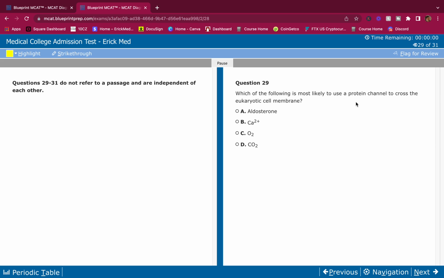Which of the following is most likely to use a protein channel to cross the eukaryotic cell membrane? Okay, that's easy. All right, this is a steroid hormone. This will easily diffuse through the cell membrane. This would diffuse. These are gases. Okay, something that's charged will need a protein channel. Therefore, the answer is B, calcium, guys.